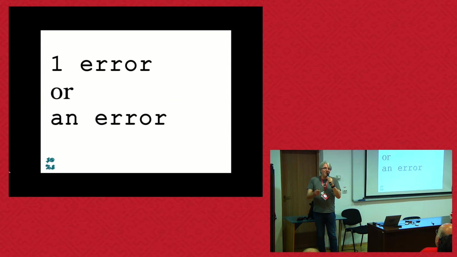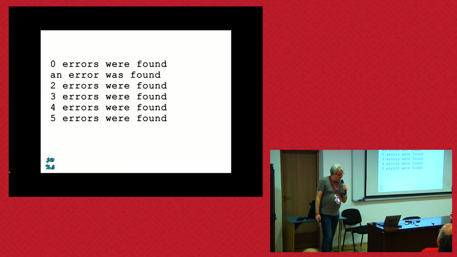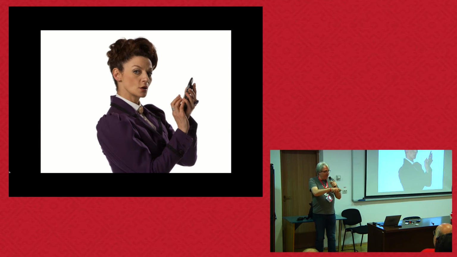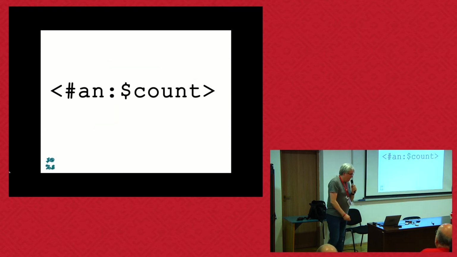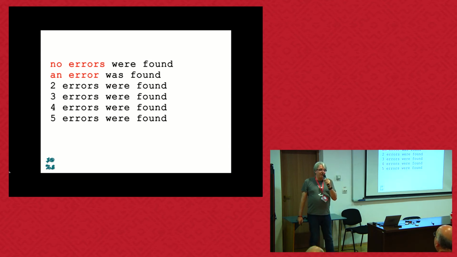Well, if it can say no errors, wouldn't it be nice if it says an error? Okay, a for an. And that just works. I know what you're going to say. In introducing the a for an, we've lost the n for no. But you can stack these things, so you can put both of them in at the same time. And you get no errors, an error. Of course, you could stack the s in as well, and it would give you that. We're doing pretty well so far, I think.